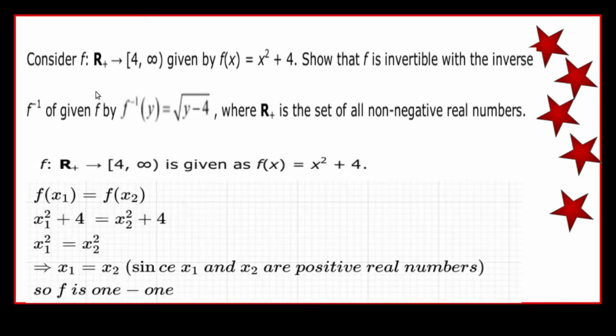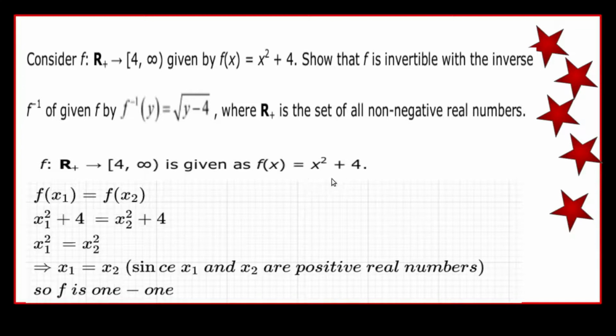Now consider function f from R plus to [4, infinity) given by f of x equal to x square plus 4. Show that f is invertible with inverse f inverse of y equal to root of y minus 4. R plus is the set of all non-negative real numbers.